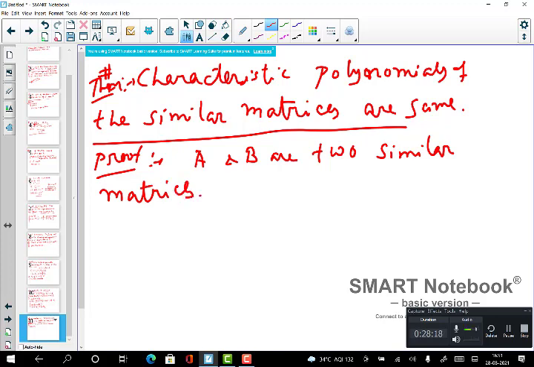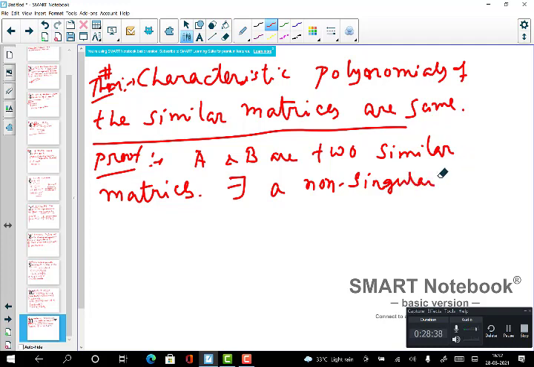Okay. Now you need to prove that they have the same characteristic polynomial. Now similar means what? That means there exists some non-singular matrix, right? So there exists a non-singular matrix. It means determinant not equal to 0. Okay, that is the meaning of non-singular. Singular means determinant equal to 0.